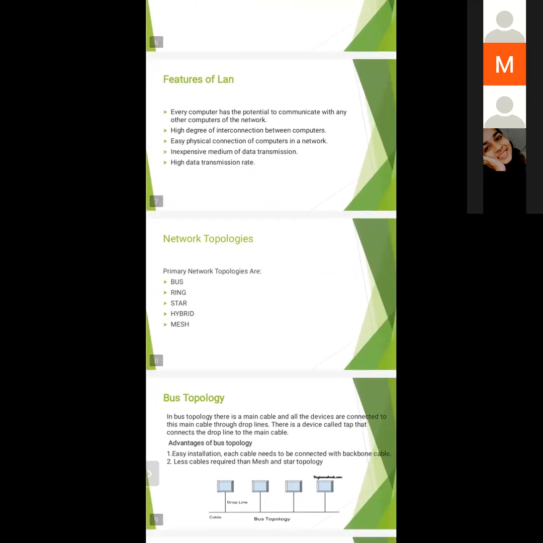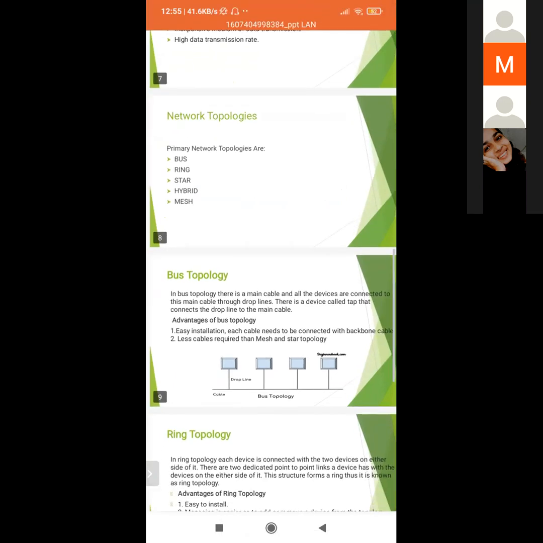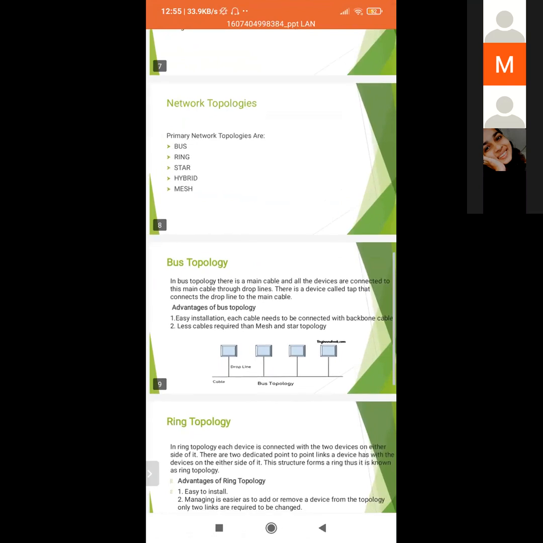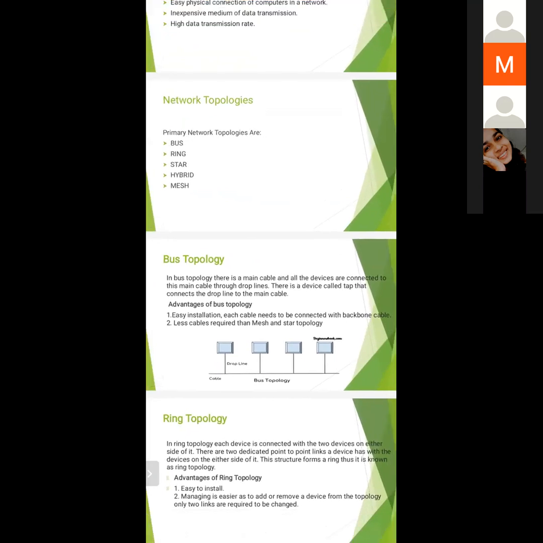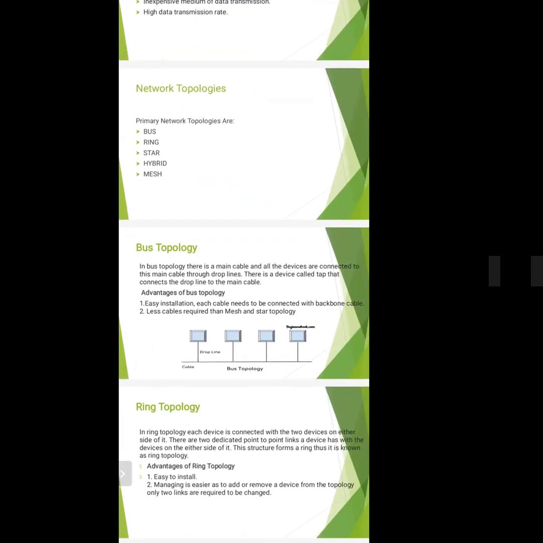Bus topology. In a bus topology, there is a main cable, and all devices are connected to this main cable. Through a drop line, there is a device called a tap that connects the drop line to the main cable. Advantages of bus topology: easy installation. Each cable needs to be connected only with the backbone cable. Less cable is required than mesh or star topology.